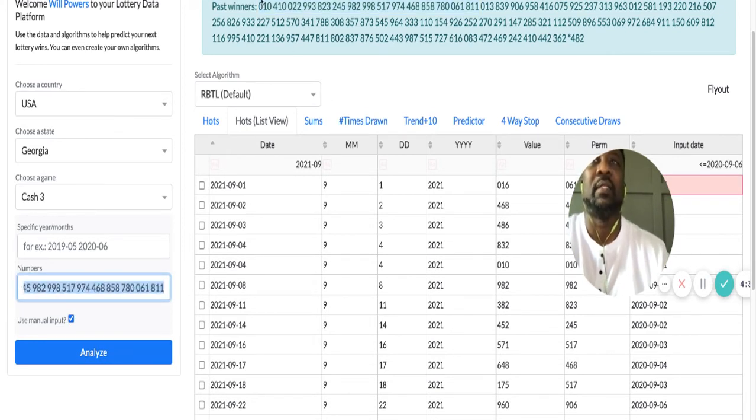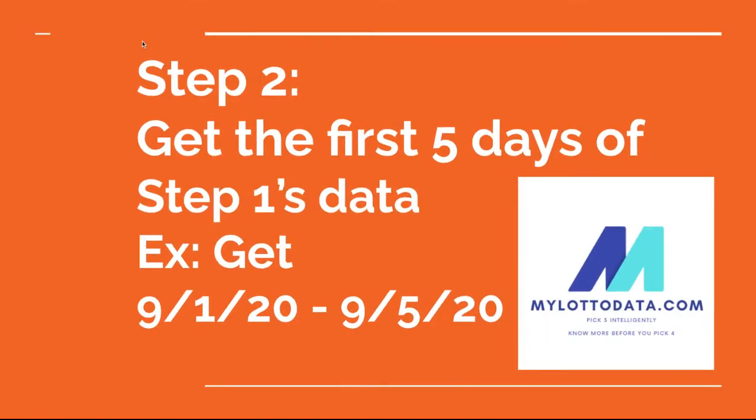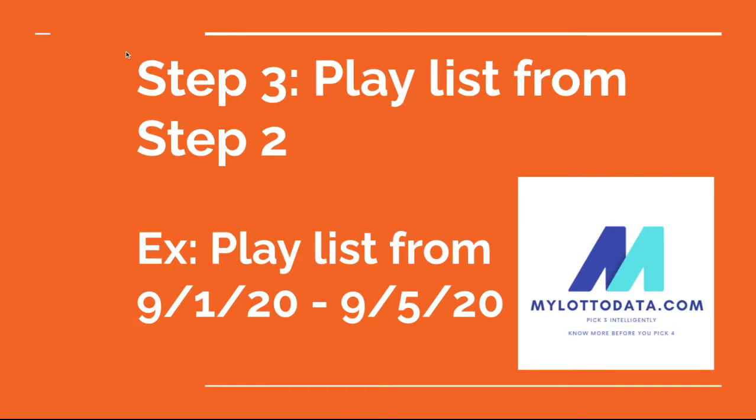Okay. So let's go back to the steps and share this tab and look at step 3. Step 3, play the list from step 2. Example, play the list from 9/1/20 through 9/5/20. Okay, let's see what that would have done if we had played this list from step 2.